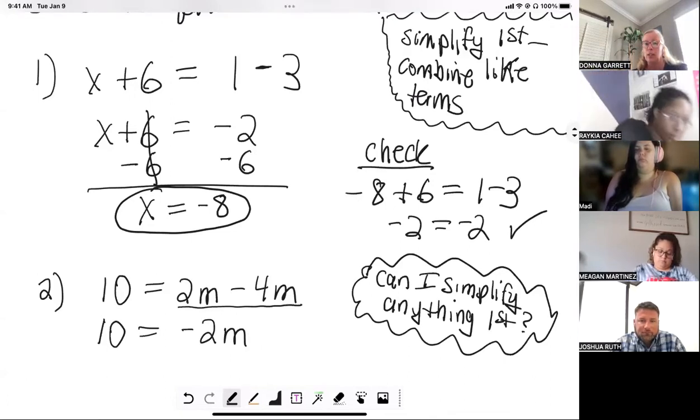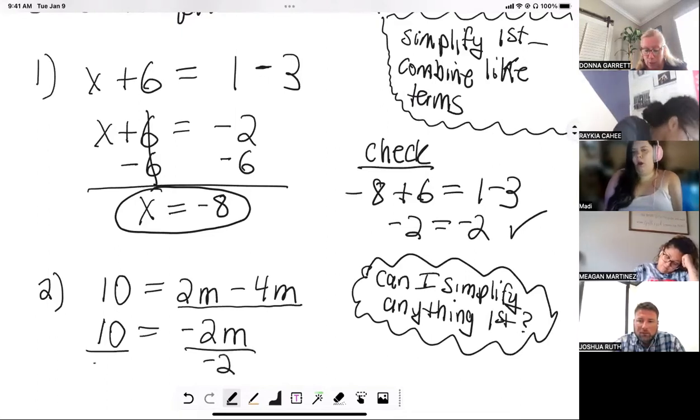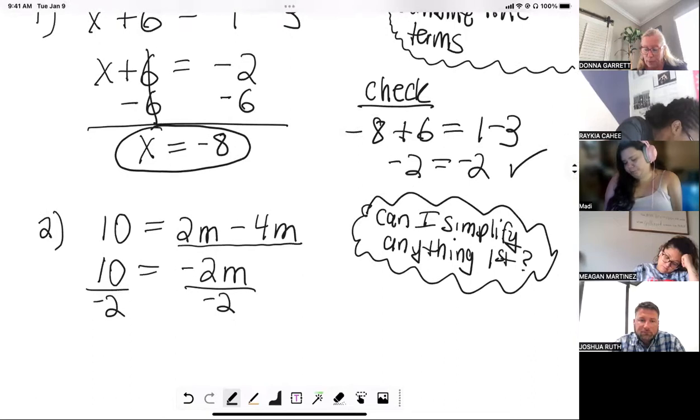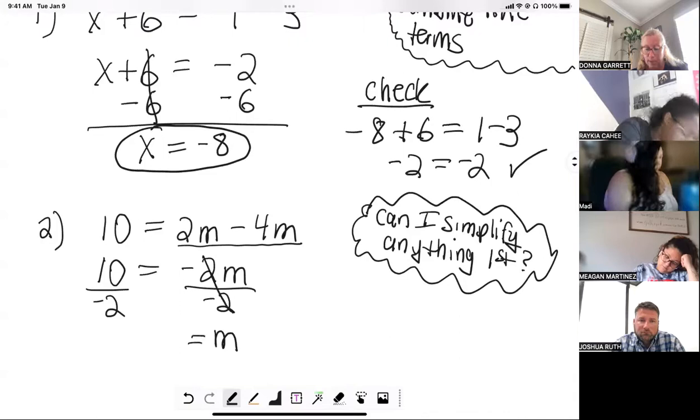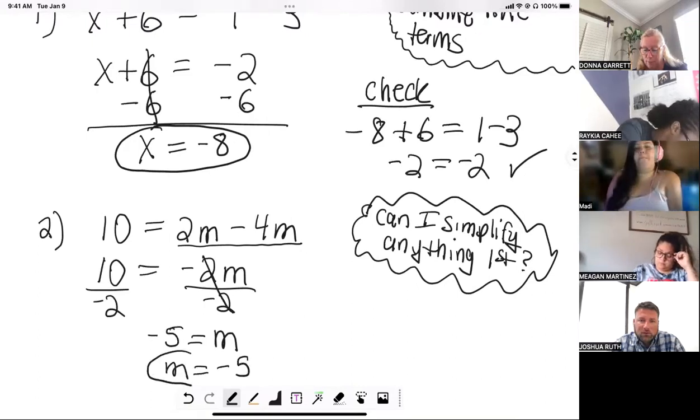Now I can do what I did last section. I need to get m by itself. I have negative 2. How is negative 2 and m being held together? By multiplication. So what's the opposite of multiplying? I'm going to divide. I divide both sides by negative 2. And then this becomes 1, but I'm going to write m. And 10 divided by negative 2 would be negative 5. So m is equal to negative 5. At least I hope, but I got to check it, make sure I'm right.